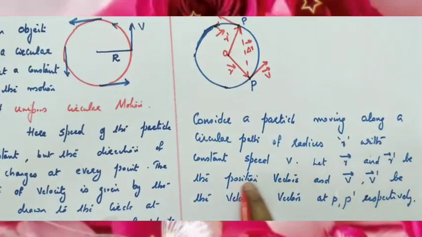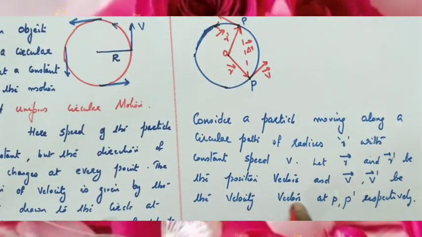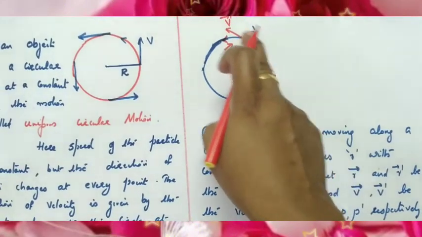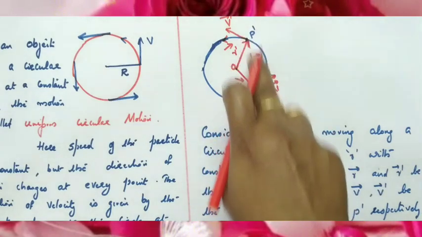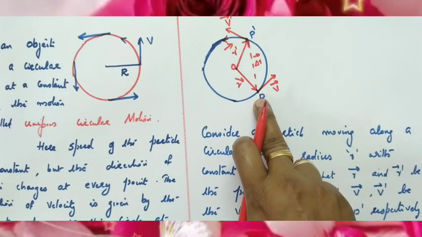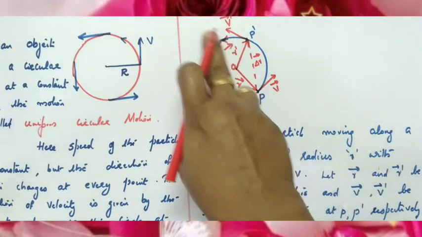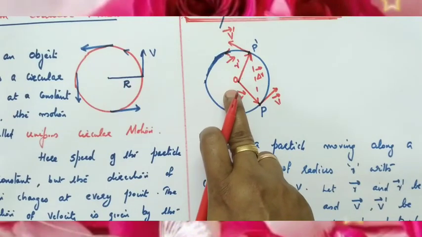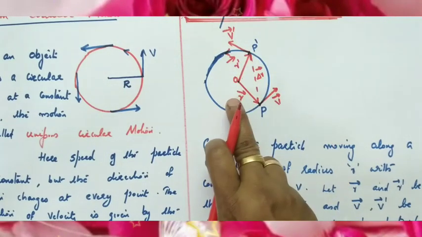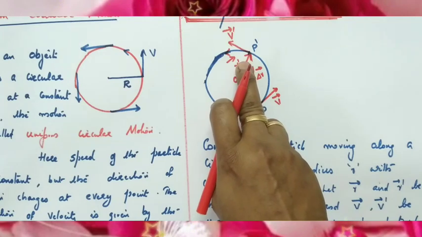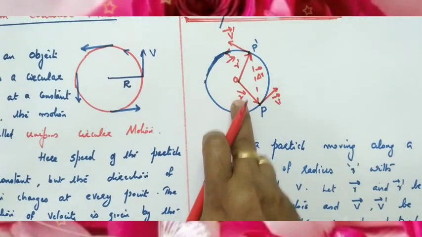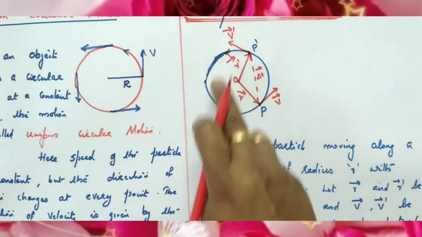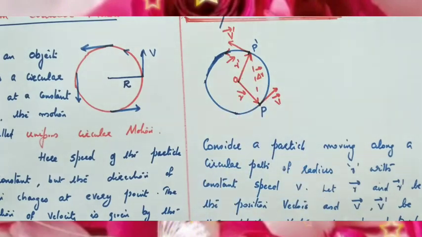So r and r dash be the position vectors and v and v dash be the velocity vectors at the points P and P dash. So this is the assumption. Once more, consider a particle moving in a circular path of radius r, with P and P dash as two positions of the particle, velocity vectors v and v dash, and position vectors r and r dash. Magnitude wise, r and r dash are equal because both represent the radius, but direction wise they are different.